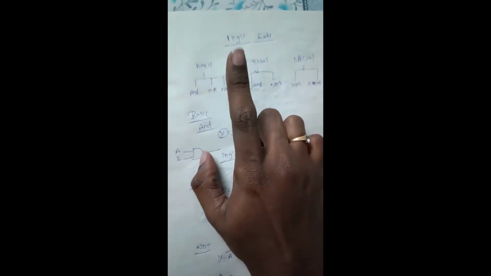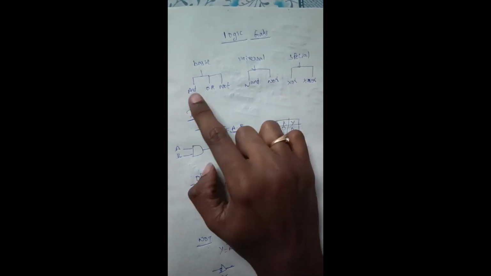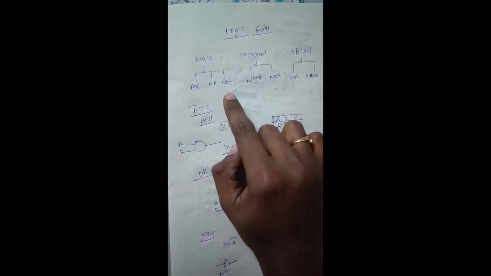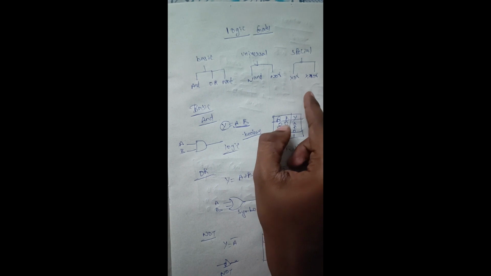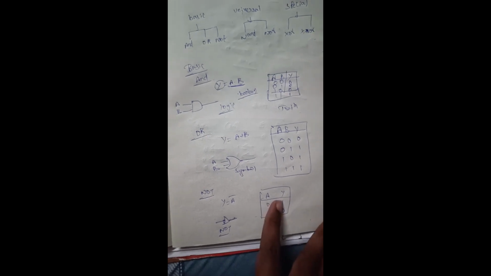So we have three types of gates: basic gates, universal gates, and the special gates. Out of these, we have discussed all these 9 gates, and 7 gates. And this is the AND gate, OR gate, and the NOT gate. These are the different truth tables for the different logic gates. And let us make the code for these logic gates in Verilog.